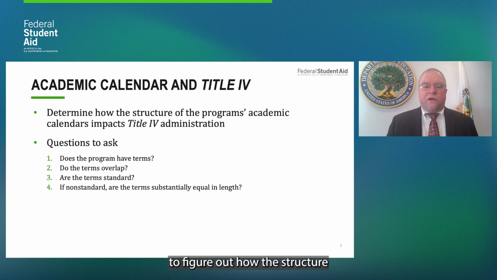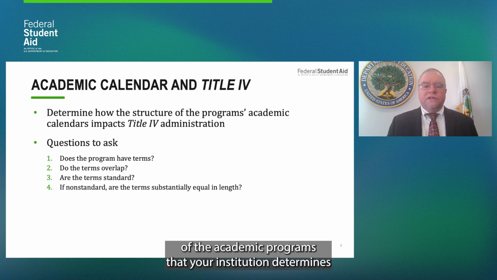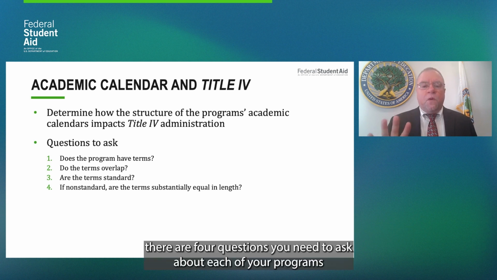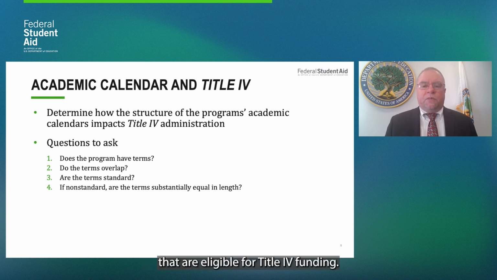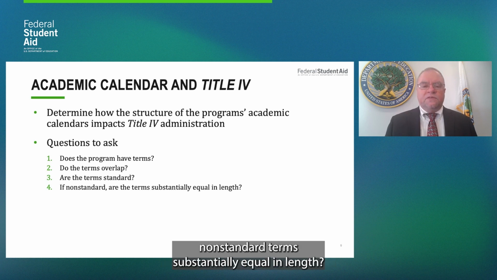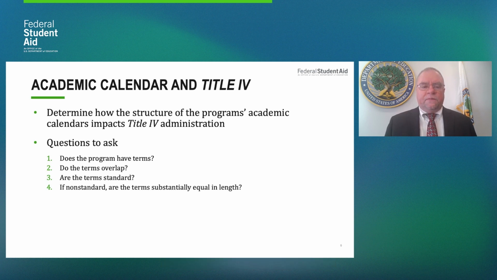To figure out how the structure of the academic programs at your institution determines the type of academic calendar used for Title IV purposes, there are 4 questions you need to ask about each of your programs that are eligible for Title IV funding. Does the program have terms? If yes, do those terms overlap? If there are terms, are they standard? And if the terms are non-standard, are those non-standard terms substantially equal in length?